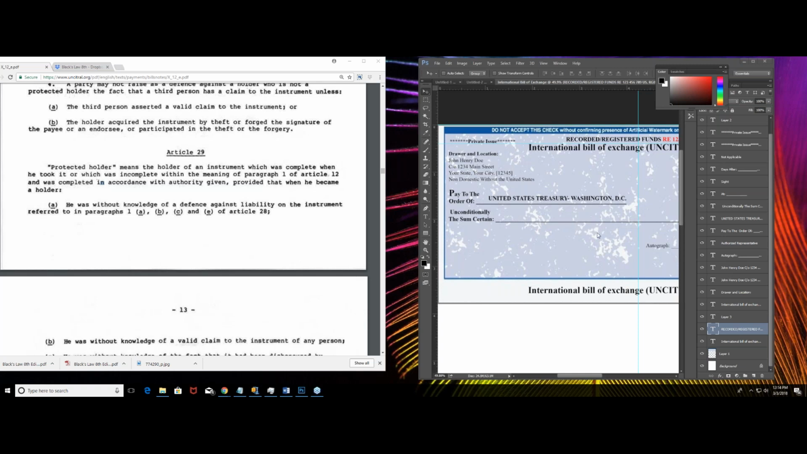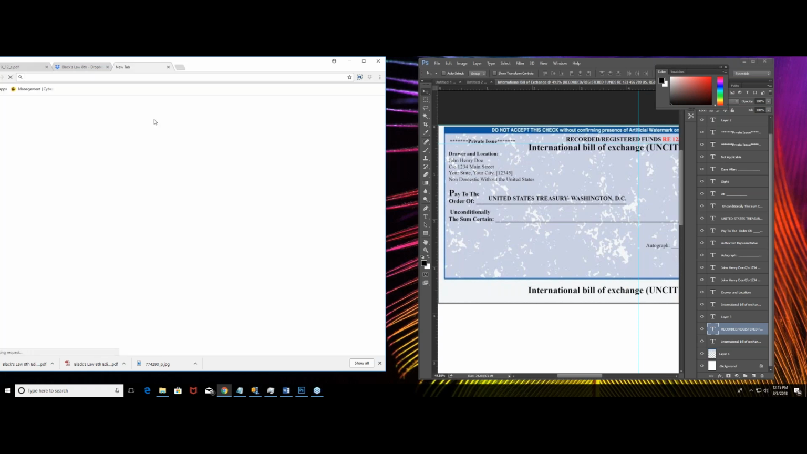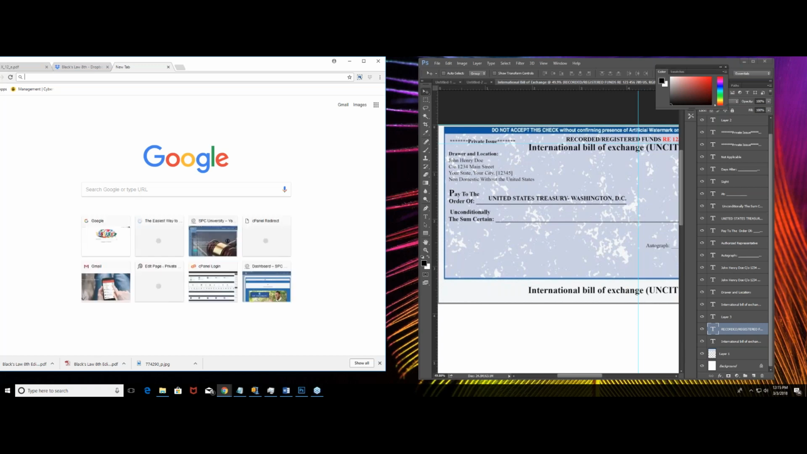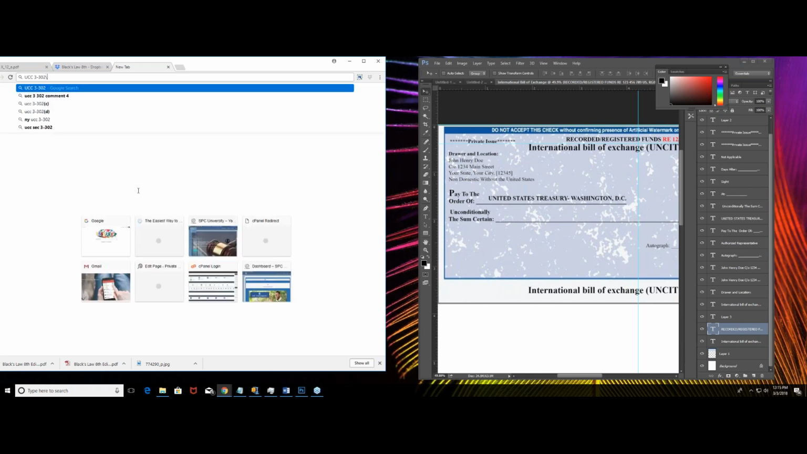Okay, all right. Remember earlier, I told you that the banker had me comparing Article 3 of the UCC with this? That is because in a protected holder, that's what we're about to compare right now. All right, let's go to UCC 3-302.